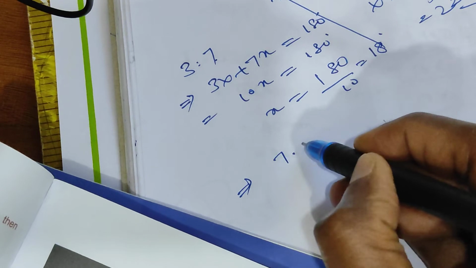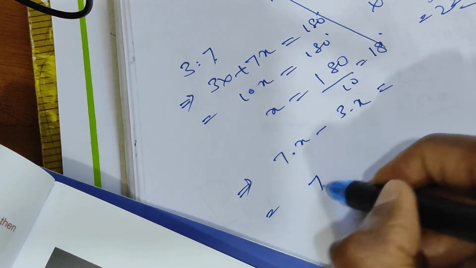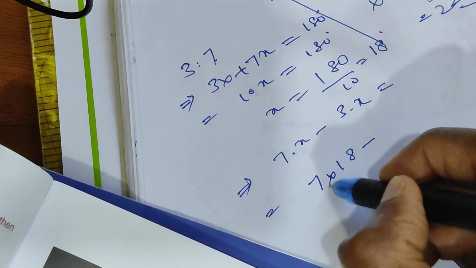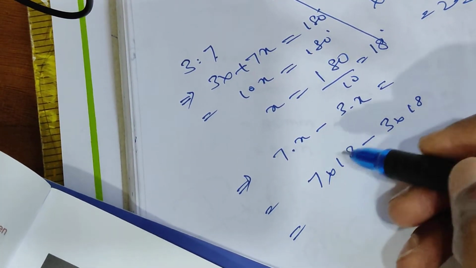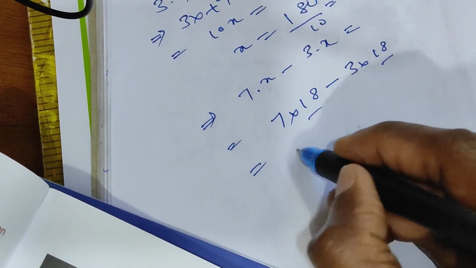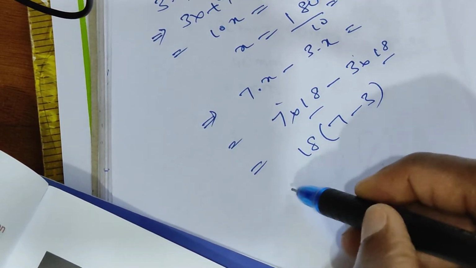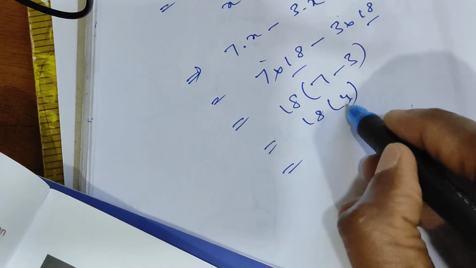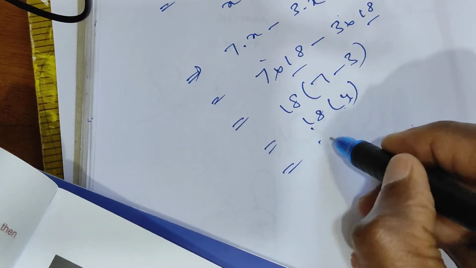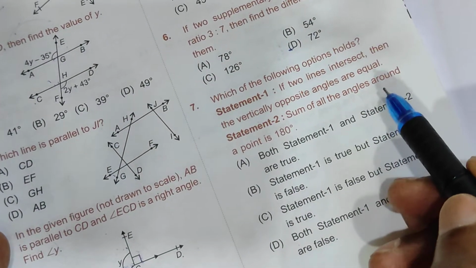So you have to take 7 into x minus 3 into x. That is 7 into 18 degrees minus 3 into 18 degrees. Don't multiply and give the answer; try to take 18 common here. 18 common, 7 minus 3. What is coming here? This is 4. So the answer is 4 times 18: 4 tens are 40, 4 eights are 32, so 72 degrees. The answer is 72 degrees.